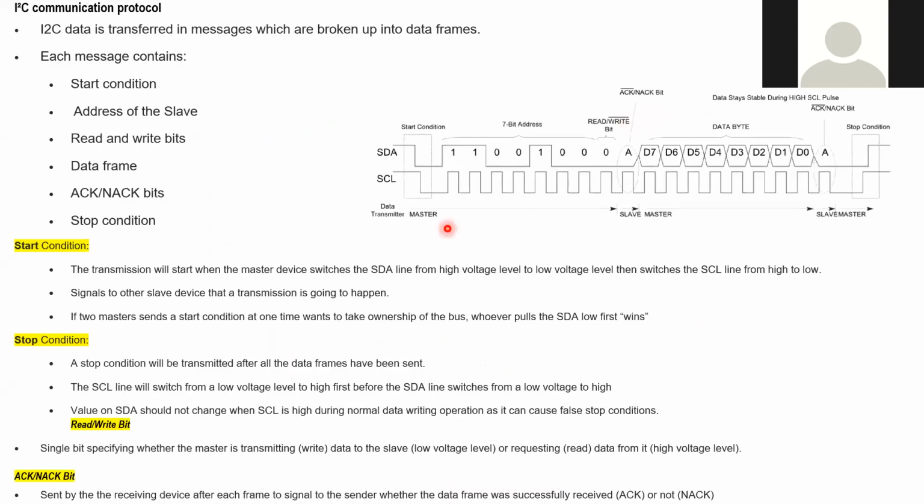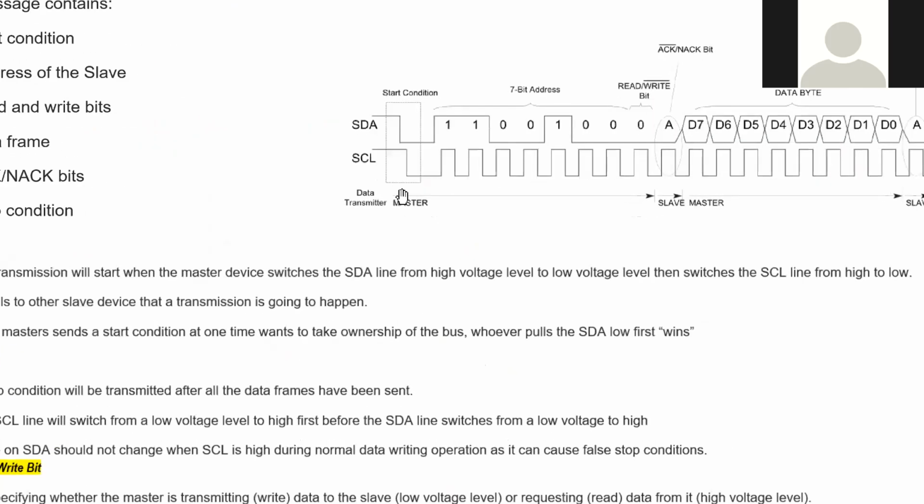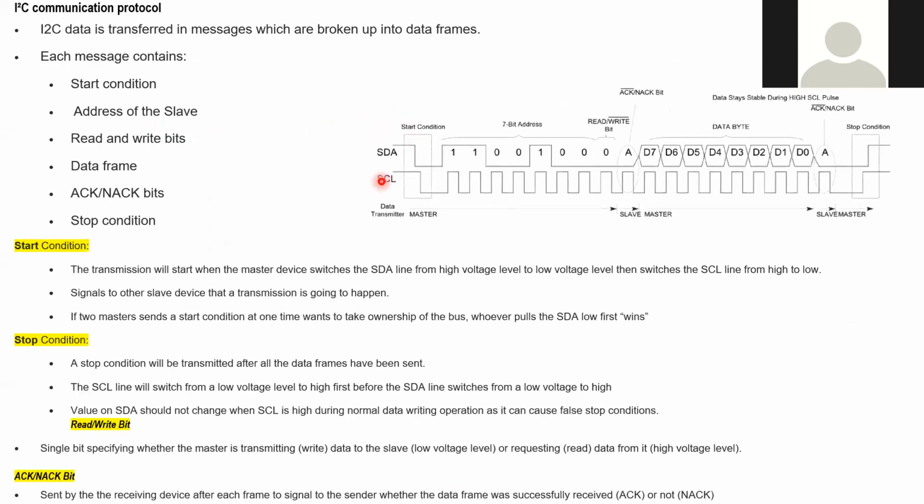Are you clear, ma'am? You all understand what things are available in the I2C protocol? Start condition, then stop condition. The next one is the address of the slave. My master has to know at which slave device I have to communicate, so I have to handle the address of the slave. Whether I am reading from the slave device or writing into the slave device, that is the read/write bit. Then the data frame.